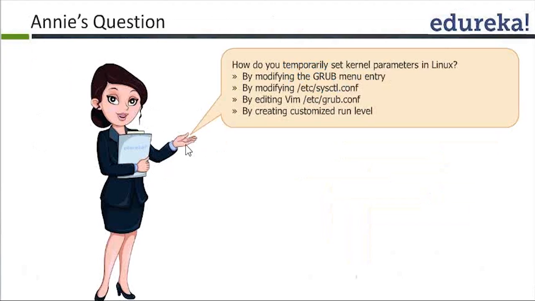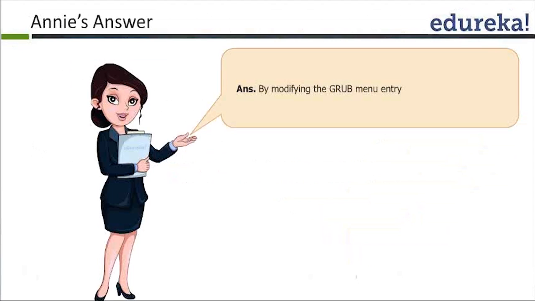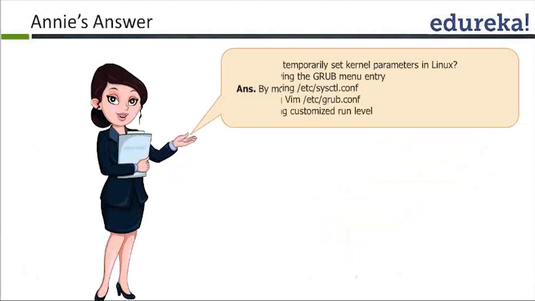Okay, so there is your question: how do you temporarily set kernel parameters in Linux? We have two different ways. One is the temporary way, and the other one is the permanent way. If you want to make a permanent entry, you need to update a configuration file. And where do you get to see the kernel line where you make the changes? Just think about it. You will get to see that on the grub page. Alright, so this is all about the grub page.